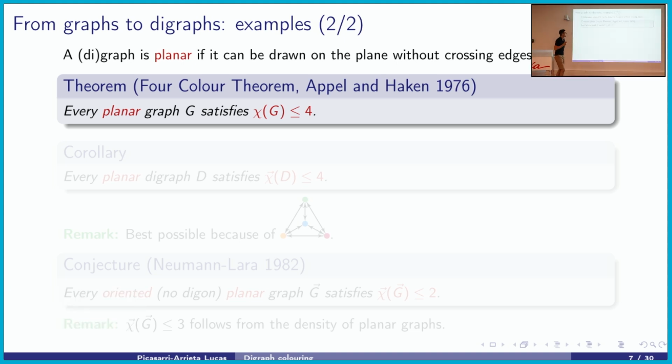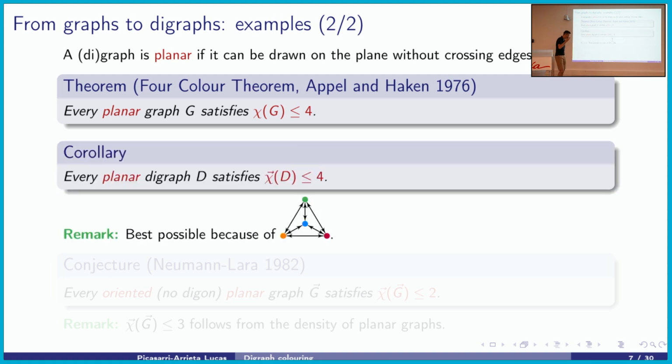So the 4-color theorem says that every planar graph has chromatic number at most 4. And from this, we directly obtain that every planar digraph has dichromatic number at most 4. This is just because if you have a planar digraph, you can forget its orientations. You just see it as a graph, and you can color it into independent sets with 4 colors. And these independent sets, a fortiori, are acyclic subdigraphs. And of course, this is best possible just because a complete bidirected graph on 4 vertices needs 4 colors.